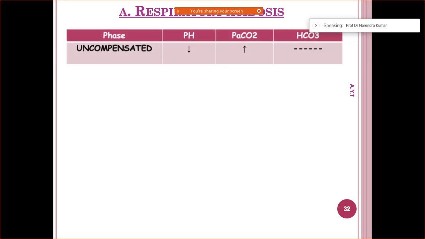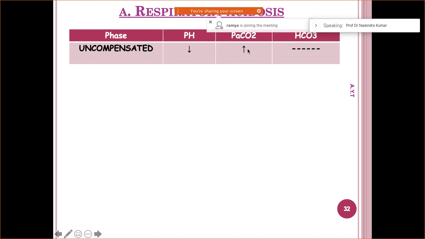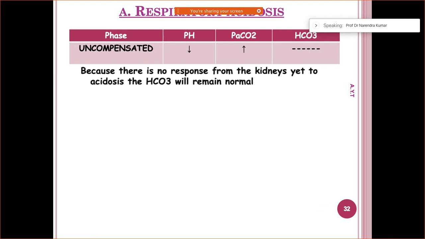So I think you already understood the concept of compensation. Okay, I'll give you some practical examples. So what is happening? For example, this is respiratory acidosis. Respiratory acidosis is in initial stages. As I said, in acidosis the pH is going to be down, because if it is respiratory, of course the CO2 is going to be higher, and the bicarbonate component is not going to be affected. So that is the uncompensated phase.